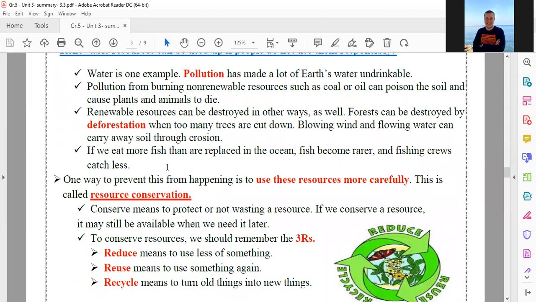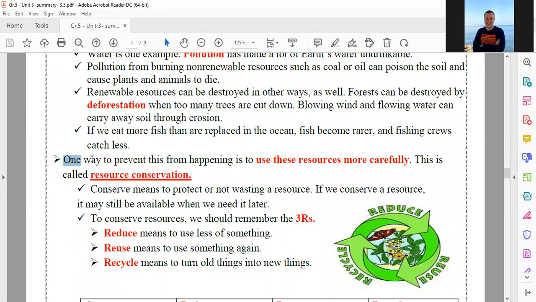So how can we prevent this? One way to prevent this from happening is to use these resources more carefully. Take care and watch out how you use these resources. This is called resource conservation. The word conservation means protection or taking care of something or saving it.